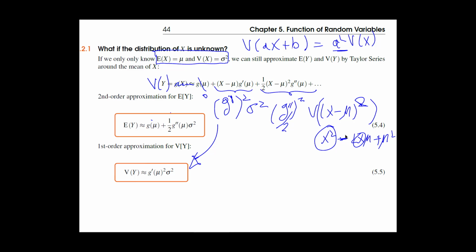And then there are higher order terms that will appear, and in general, we don't have enough information to evaluate them. At least we would need the covariance of x squared and x, I guess. But in general, we always use the first order approximation for the variance. So g prime squared times sigma squared. Very good.